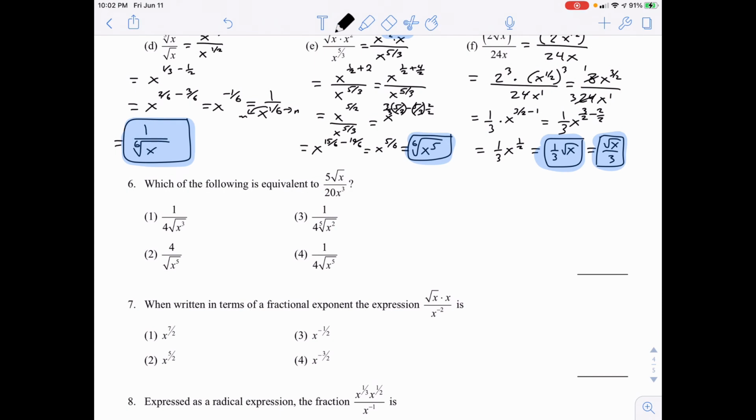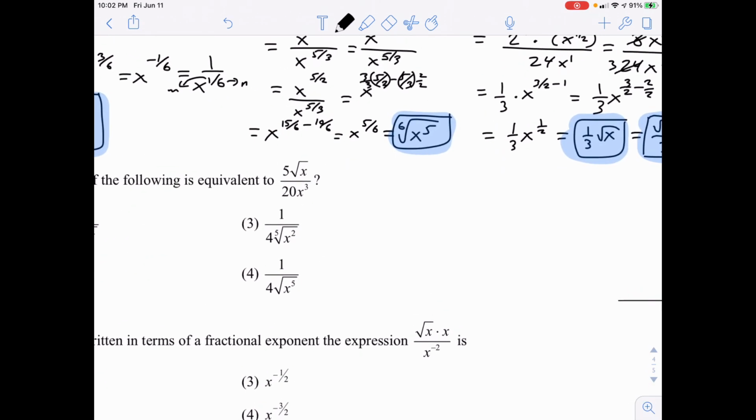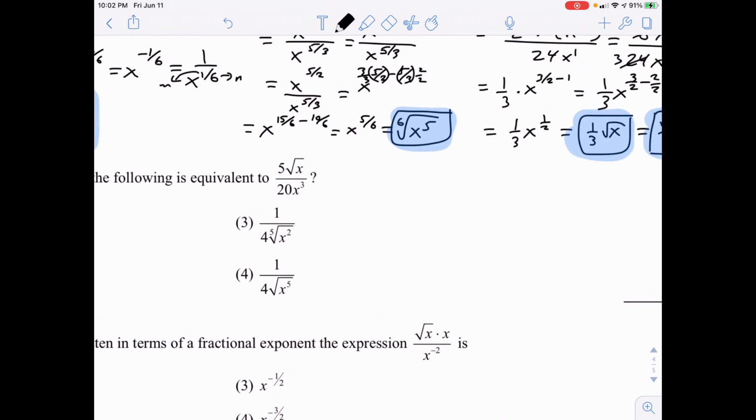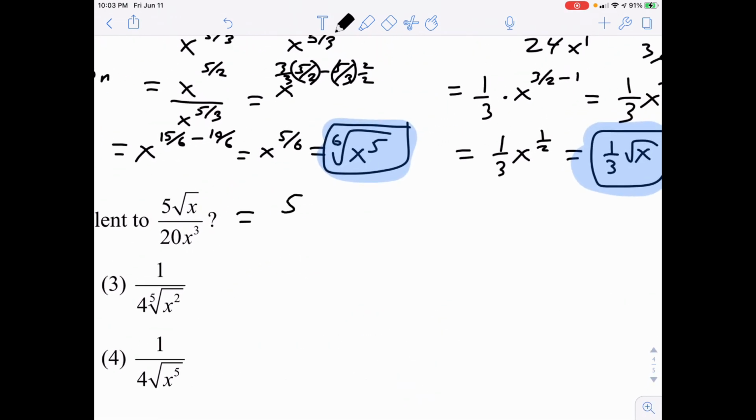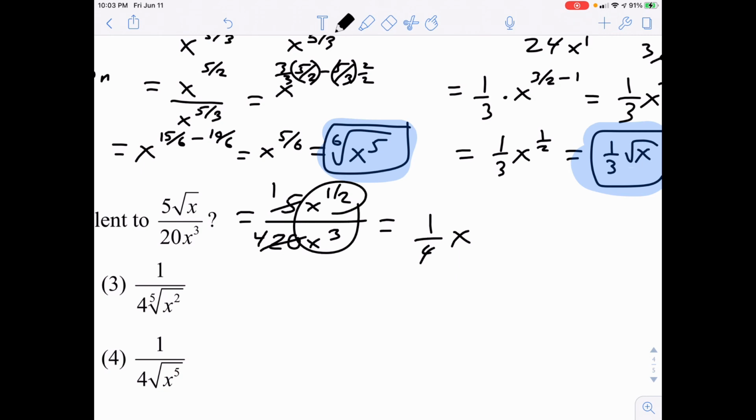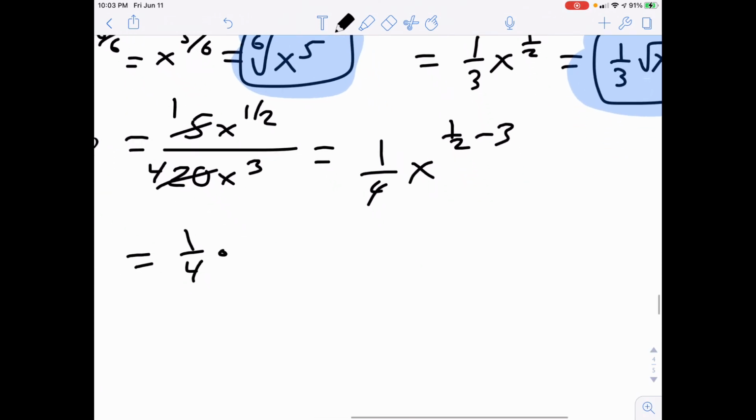Part 6. I want to change 5 times the square root of x over 20x cubed into its simplest form. Let's see which of the following is equal to that. So this would be 5 times x to the 1/2 power over 20x to the 3rd power. Now 5 goes into 5 once, 5 goes into 20 4 times. That would be 1/4 times x to the, now I'm going to divide same base, so I'll subtract exponents, 1/2 minus 3. That's the same as 1/4 times x to the 1/2 minus 6/2.